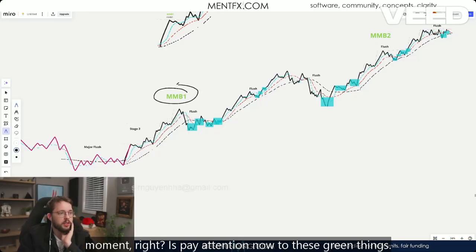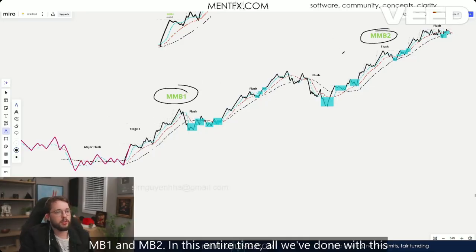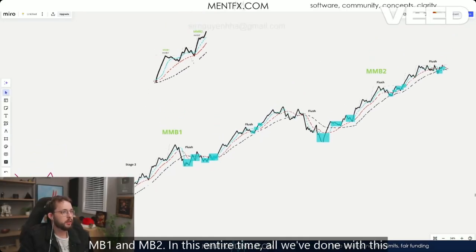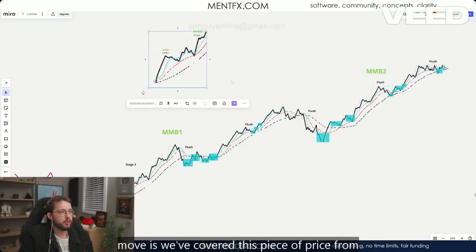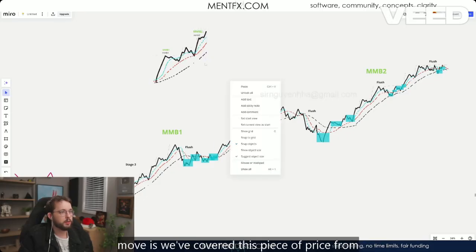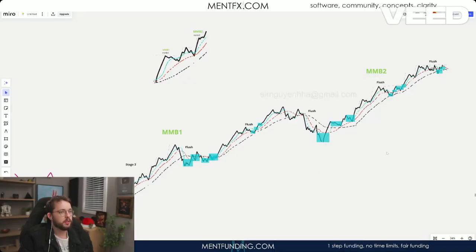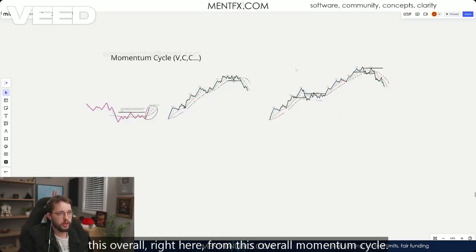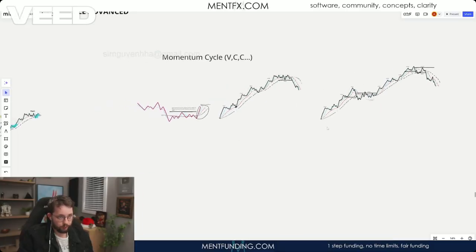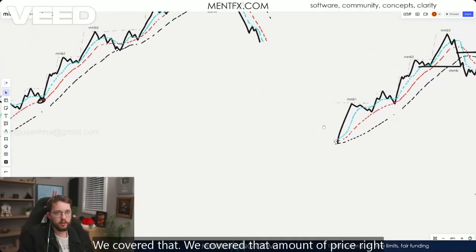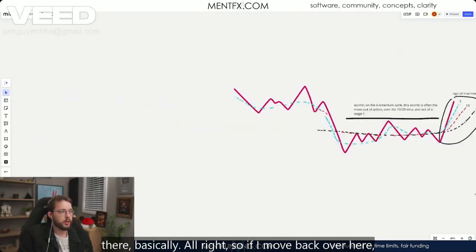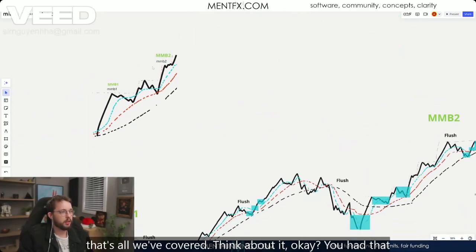Now pay attention to these green things, MMB1 and MMB2. In this entire time, all we've done with this move is we've covered this piece of price, from this overall momentum cycle. We covered that amount of price right there, basically. All right, so if I move back over here, that's all we've covered.